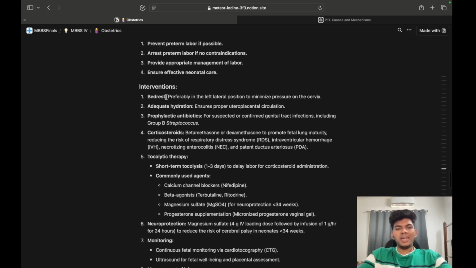Number one, bed rest. These are the interventions. So preferably in left lateral position to minimize the pressure on the cervix. So this is number one. So in case maybe in supine position there is more pressure on the cervix.